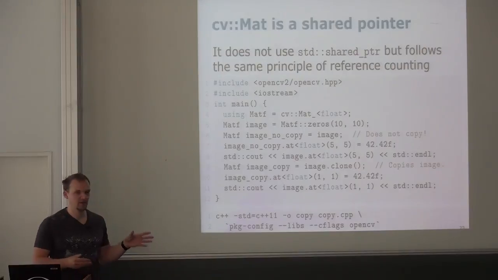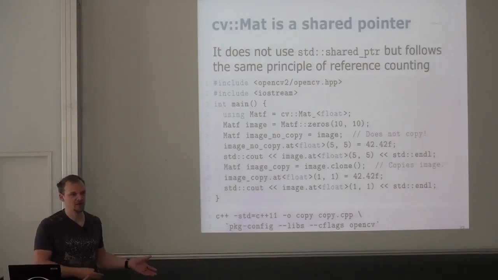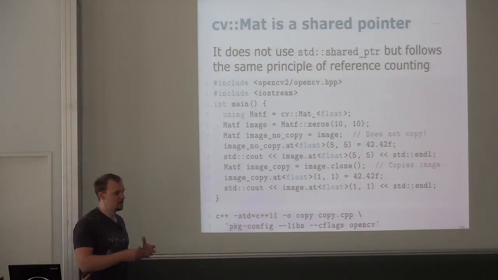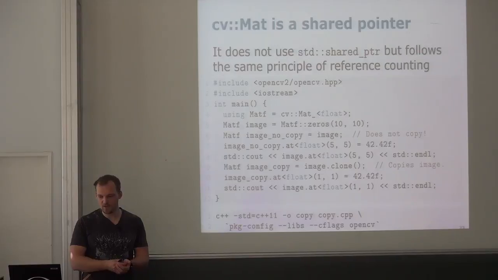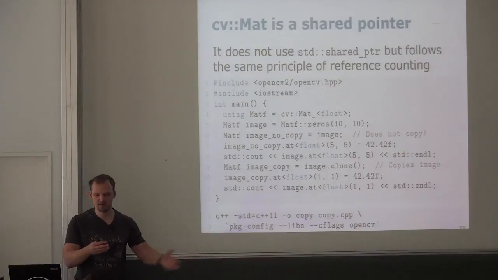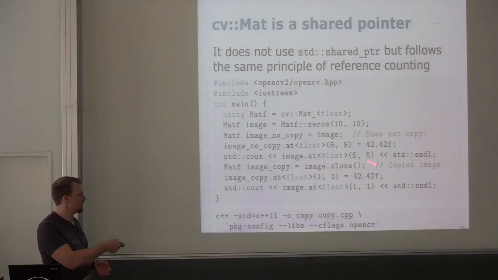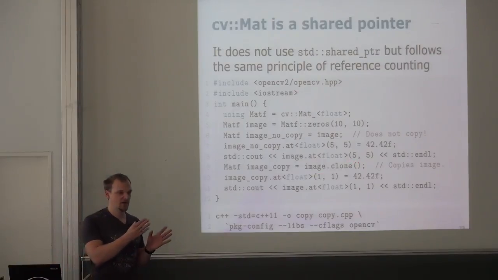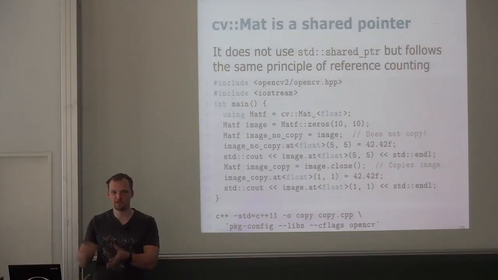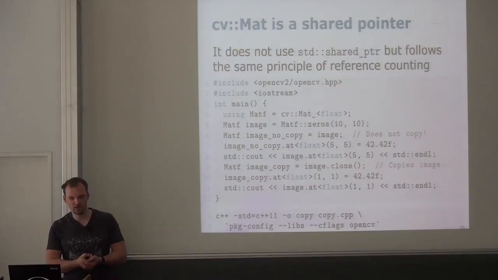It's not implemented using the shared pointer because it was implemented before shared pointer appeared in C++11, but it uses exactly the same concept. And the idea is that you just need to remember that when you try to copy an image, it will not copy, it will just share a reference with somebody else. If you want to copy an image, you use clone. So you use image.clone, and it will actually create a complete copy of your image, and it will pass it to somebody else. Yeah, that's all you need to remember.